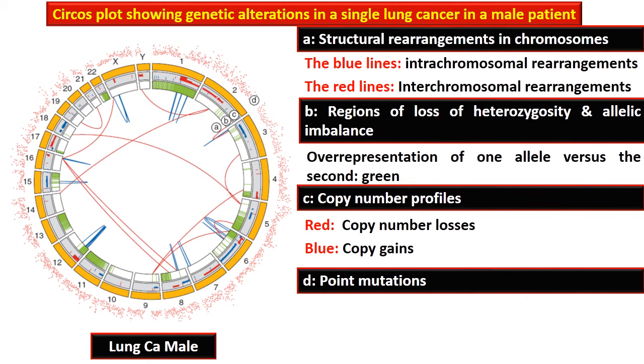The C area is showing the copy number profiles, and the red denotes copy number losses and blue denotes copy gains. The point mutations are in area D, and these are the red dots.